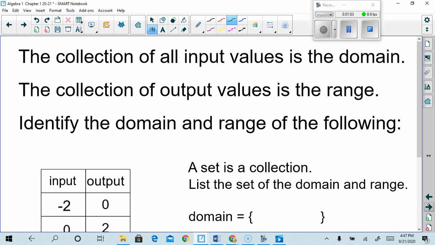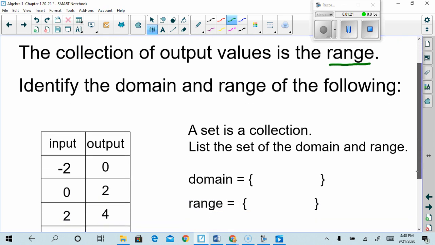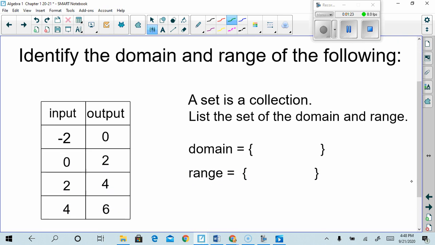We have this collection of input values that is called our domain. Here's one of those key terms we need to know. And that collection of output values is our range. Input, output, domain, range. So let's start by identifying the domain in this function. The domain is my input values, so I have -2, 0, 2, and 4.